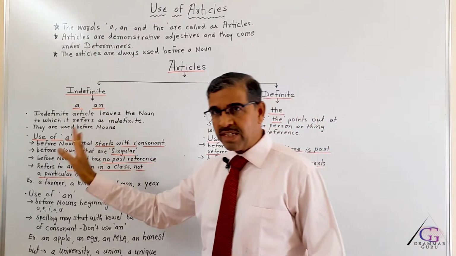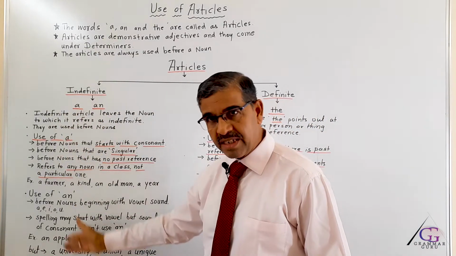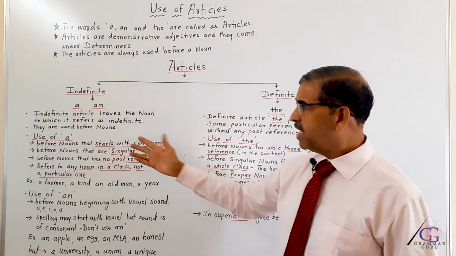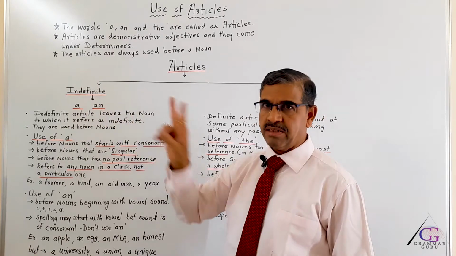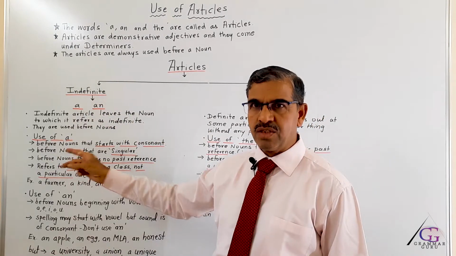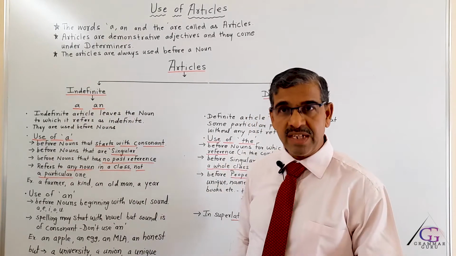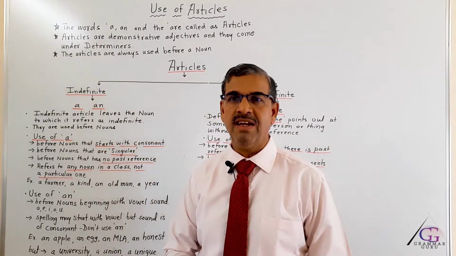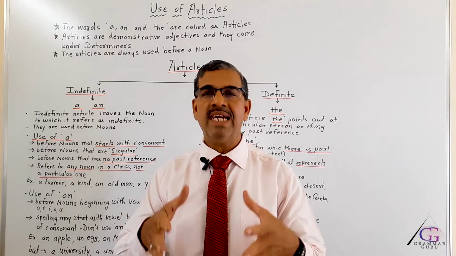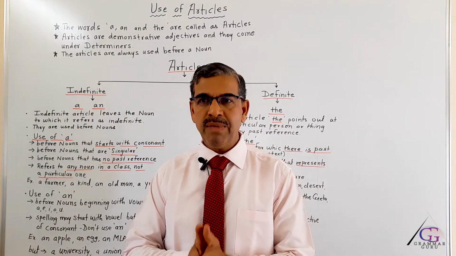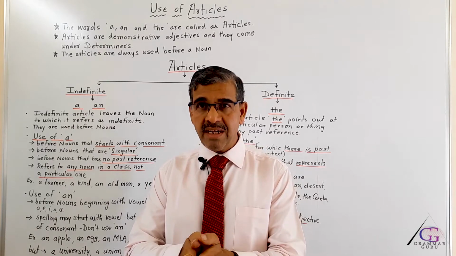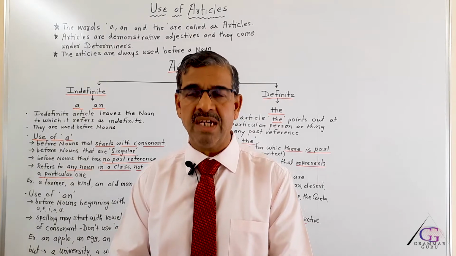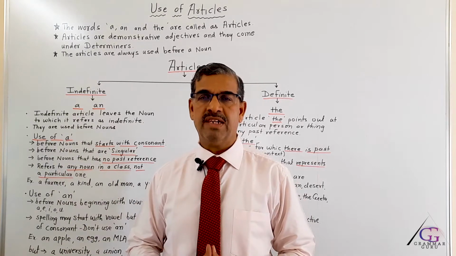So, first we will discuss indefinite articles in detail, then we will shift our attention to the definite article. So, friends, a and an, these two words are indefinite articles. So, what do we mean by indefinite? That must be clear first. Whenever we say indefinite article, what we mean is the article used leaves the noun to which it refers as indefinite.